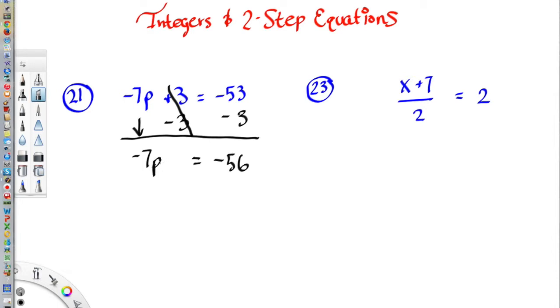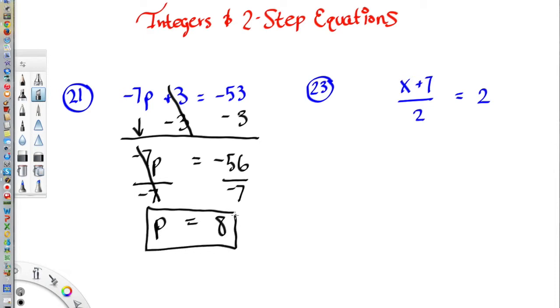So you ask yourself, what's the inverse of multiplying something by -7? Or the opposite, it's dividing by -7. And what I do to one side, I do to the other side of the equation to keep it balanced. So the -7's cancel each other out. I'm left with p on one side, and a -56 divided by a -7 is going to be a +8. A negative divided by a negative is a positive, so p is equal to 8.